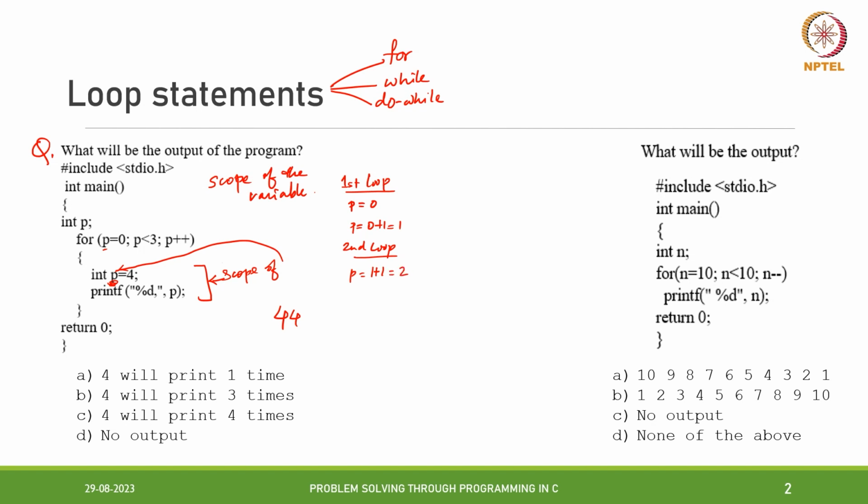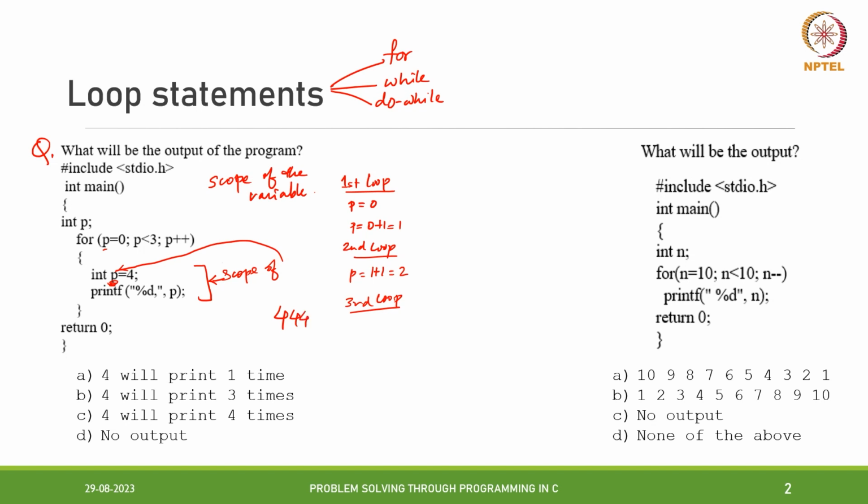Now this becomes 2, you check it against 3. p value becomes 2, and then you go to the third loop, you check 2 against 3, it is still true, the condition is still true. So you go and you redefine p as 4, that means p's value becomes 4, it prints 4 again.